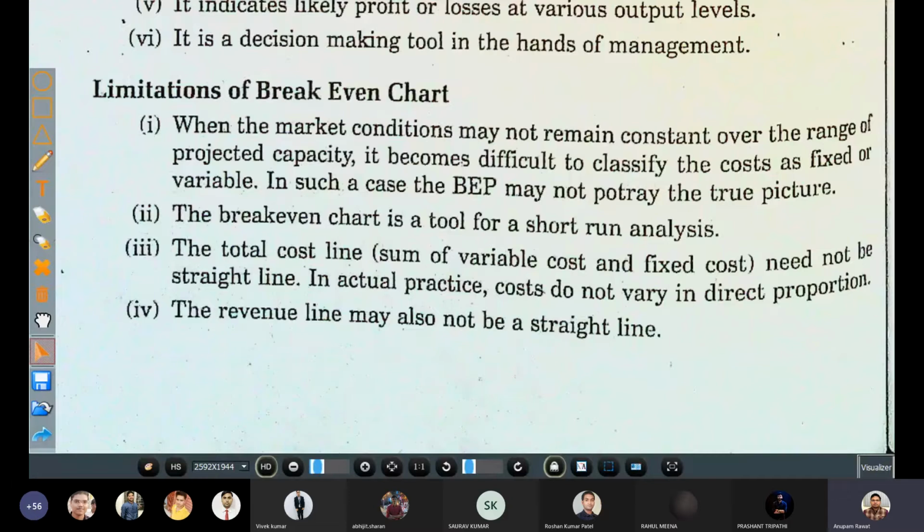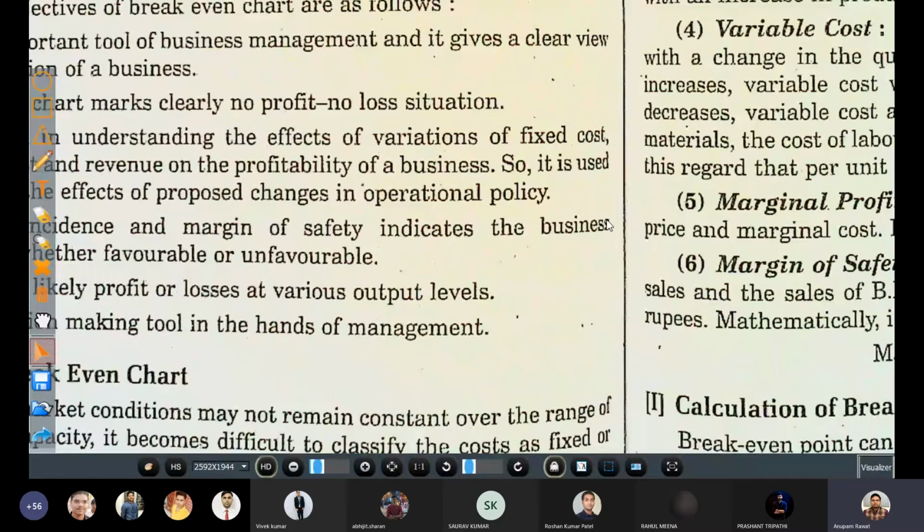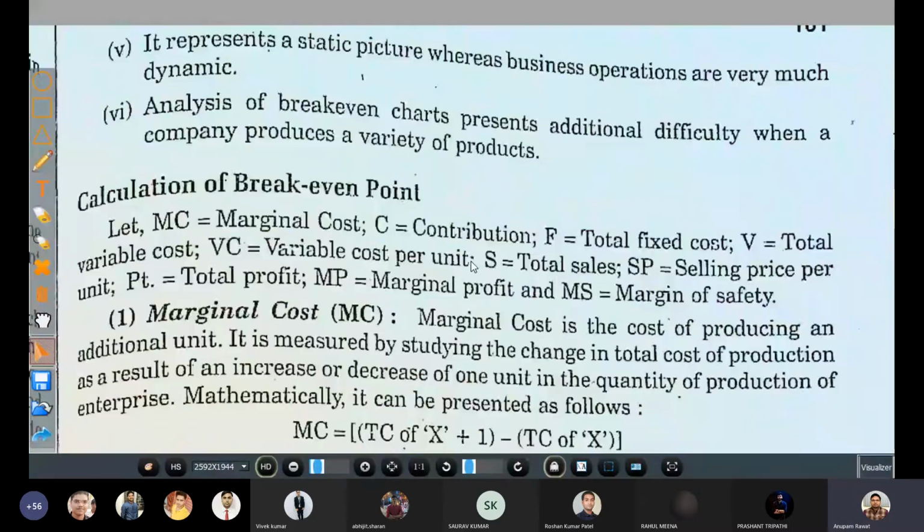Also, the revenue line may not be a straight line because, as per the demand of the product and the market situation, the value of the product changes, or we can say the selling price of the product changes. Also, the break-even point represents a static picture where business operations are very dynamic. You can easily understand that in a business, the initial cost, the raw material cost, and the various policies of the government are changing. So due to that, there is a very dynamic type of situation in the business.